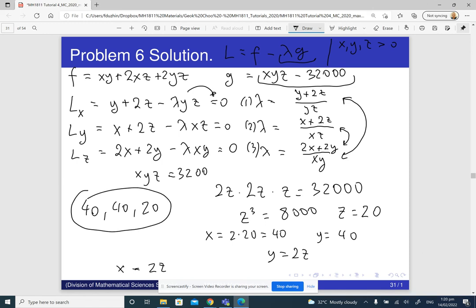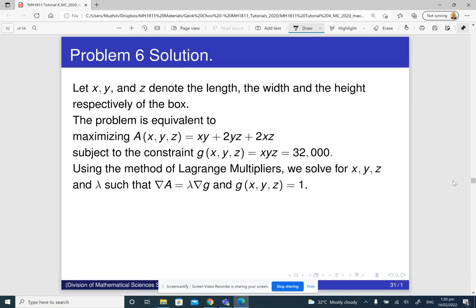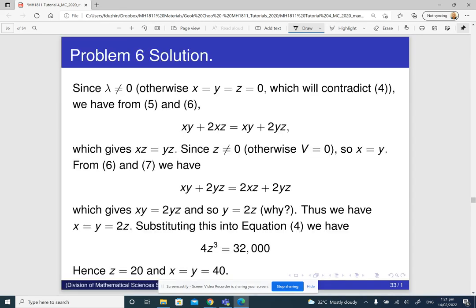Notice that we were guaranteed that the minimum exists by the question itself. And since we only found one candidate point here, it must be that minimum. That's basically all. And there is an official model answer here. I guess the constraint here has a typo, so it should be 32,000. Let me just scroll forward to see if I got the answer correct. Yeah, x equals y equals 40, and z is 20. So I got it right. That's all I wanted to show to you.